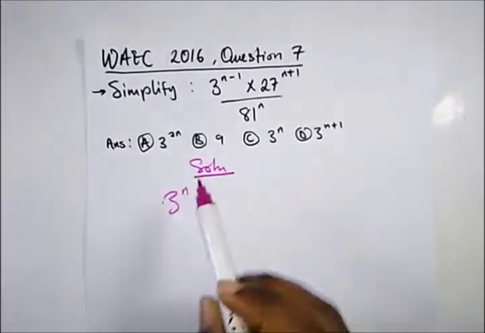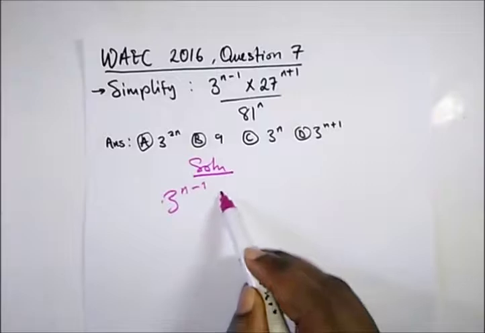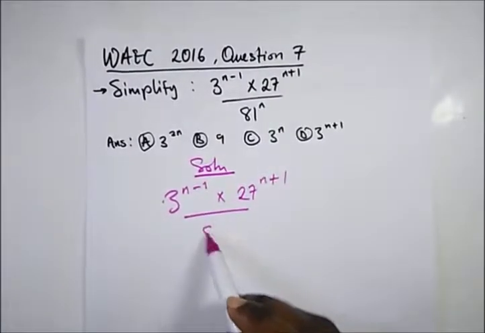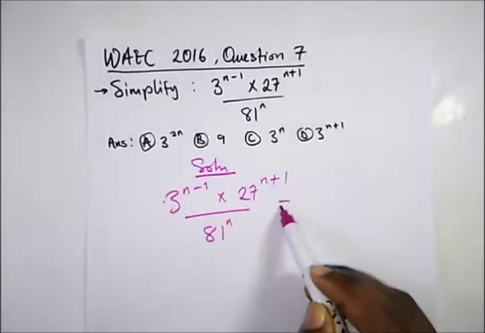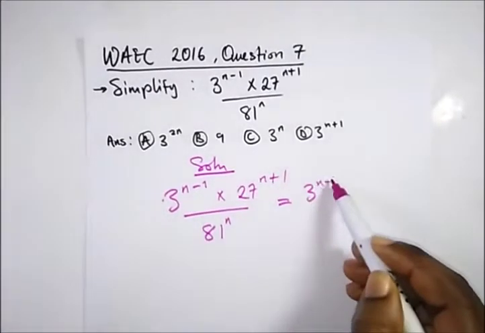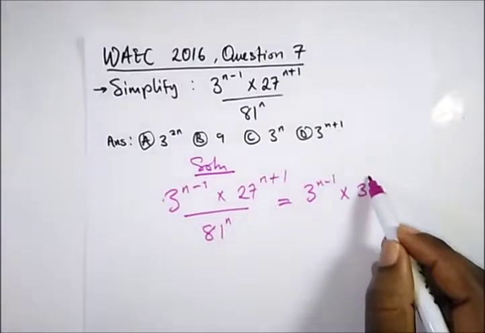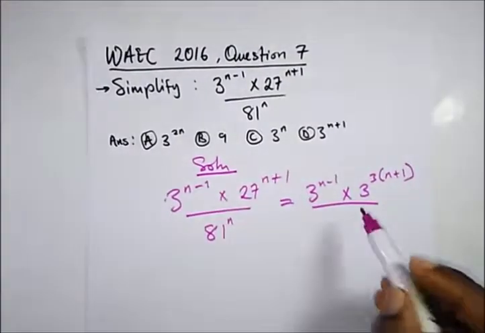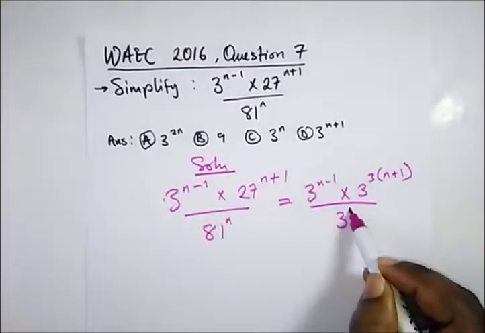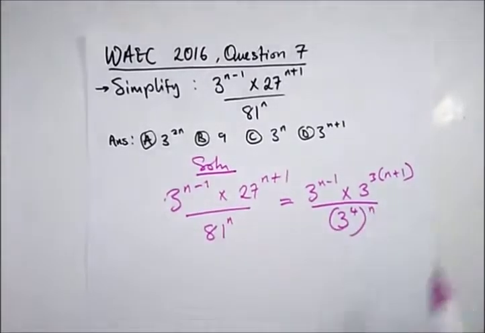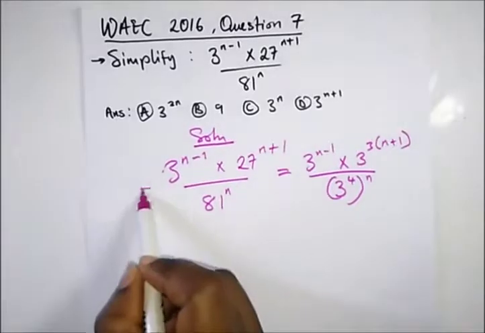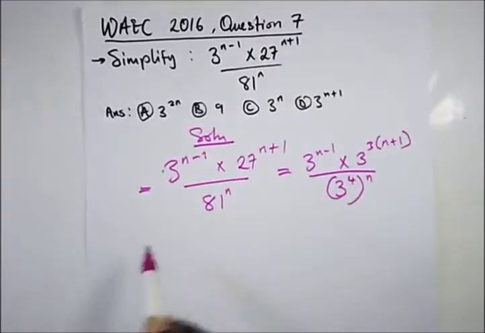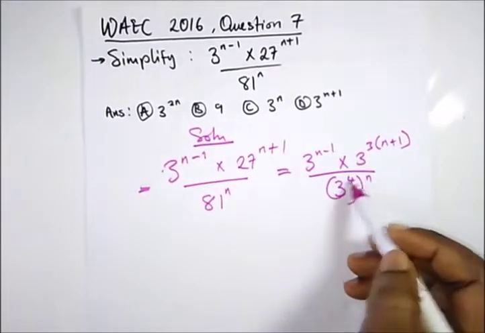3 raised to the power n minus 1 times 27 to the power n plus 1 over 81 raised to the power n. This will give us 3 raised to the power n minus 1 times 3 raised to the power 3 bracket n plus 1, over 3 raised to the power 4 bracket n. If you went through the laws of indices, you can see this is a law of powers, double power. So we open the brackets, we multiply this.